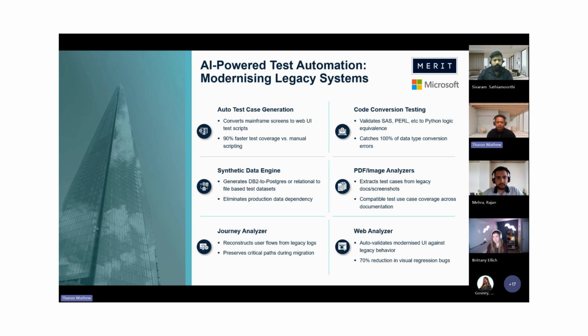So we put in an AI-led automation test suite. And one of the key aspects which we worked on was auto test case generation. So we plugged into the mainframe screens and auto converted them into Selenium-based UI scripts for the new app, right? So this cut down test case creation by over 90% compared to manual scripting, right? The next major important fact was the business logic was rewritten from COBOL to Python.